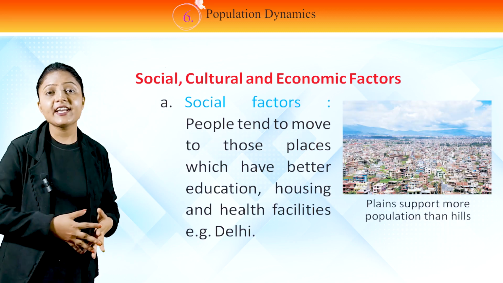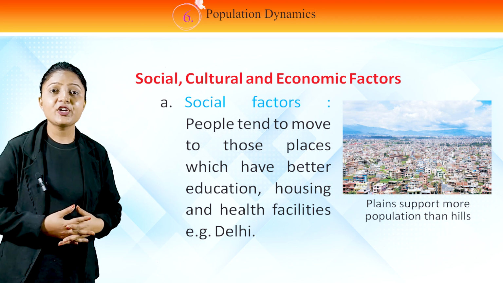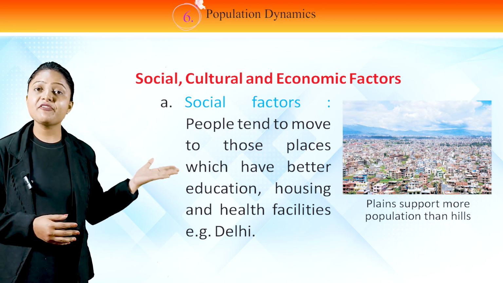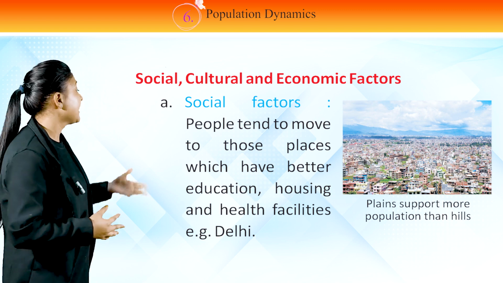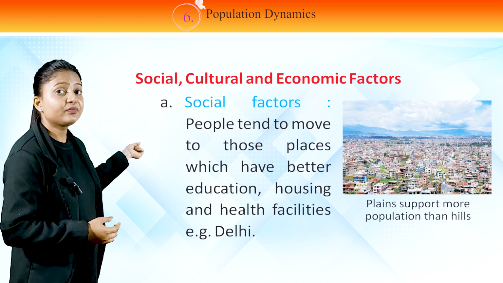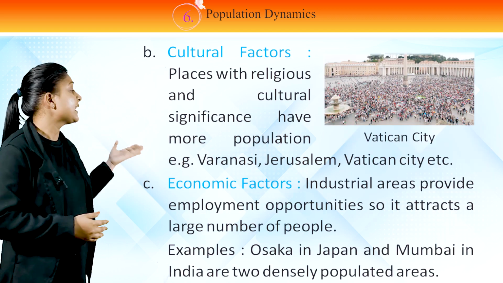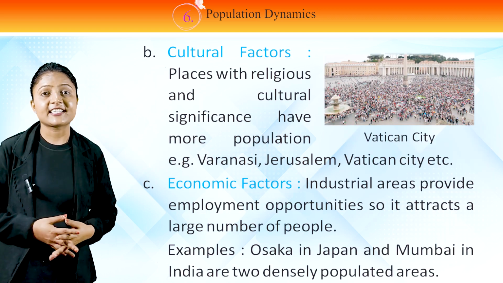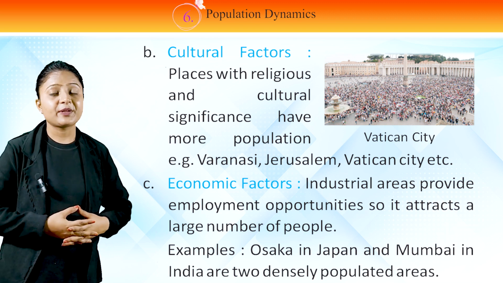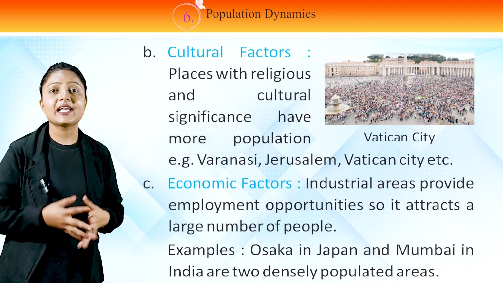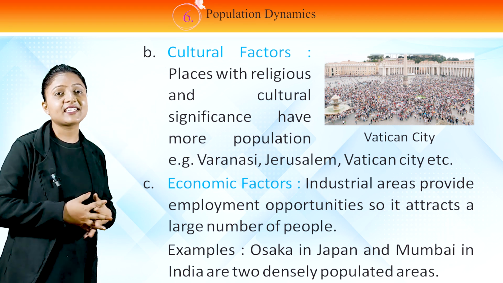Social, cultural, and economic factors. A. Social factors. People tend to move to those places which have better education, housing, and health facilities. Example, Delhi. In this image, you can see plains support more population than hills. B. Cultural factors. Places with religious and cultural significance have more population. Example, Varanasi, Jerusalem, Vatican City, etc. In this image, you can see Vatican City.